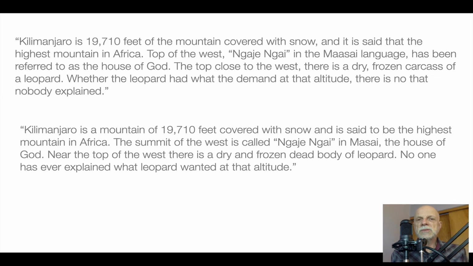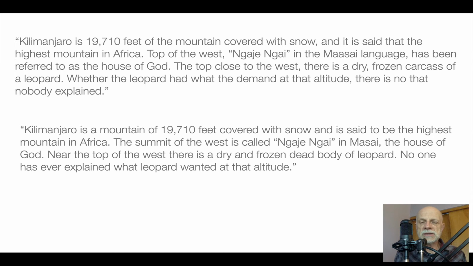If you think it's the first one, you'd be correct, right? You can get a rough idea of what it's about, but it's not great English. Kilimanjaro is 19,710 feet of the mountain covered with snow, and it is said that the highest mountain in Africa. Top of the West, Najiji Nagai in the Maasai language has been referred to as the house of God. The top, close to the west, there is a dry frozen carcass of a leopard. Well, you get the idea here. It's not so bad, but you wouldn't be reading a novel written by Google Translate.